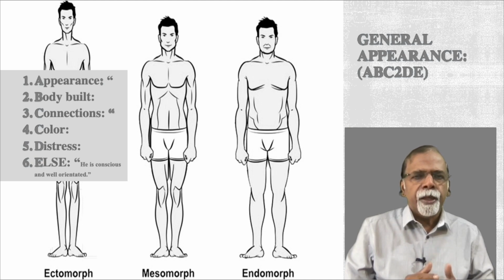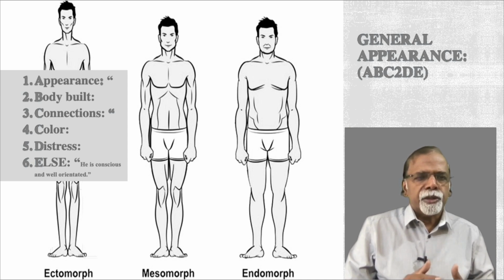So this can be remembered by A, B, C, D, E. So remember A, B, C, D, E. A for the appearance, B for the body build, C for the connections and color, D for whether in distress, and E for the exposure, whether he is conscious or what about his higher functions.